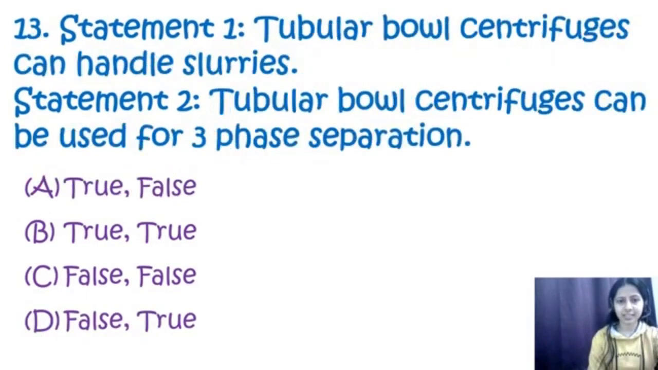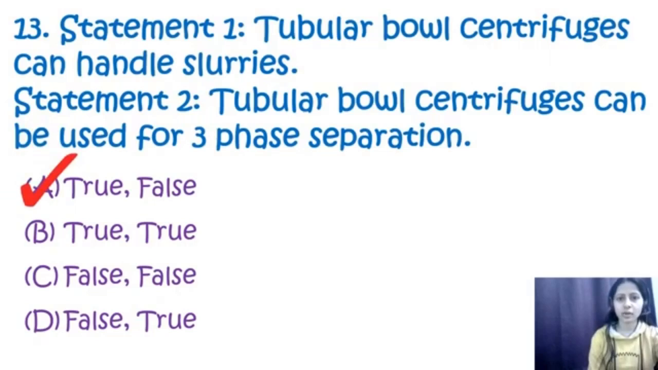Question number 13. Statement 1. Tubular bowl centrifuges can handle slurries, and statement 2. Tubular bowl centrifuges can be used for three-phase separation. Options are A, true, false, B, true, true, C, false, false, and D, false, true. So option number A is correct, that is statement 1 is true and statement 2 is false.